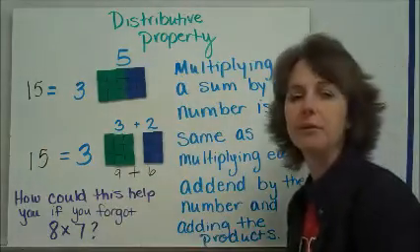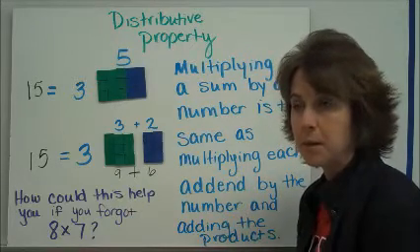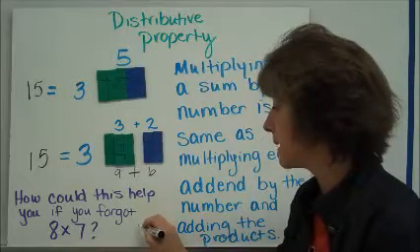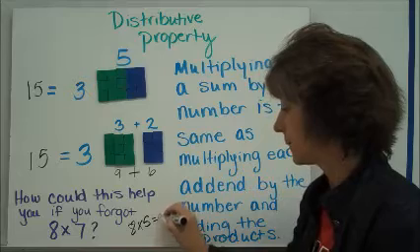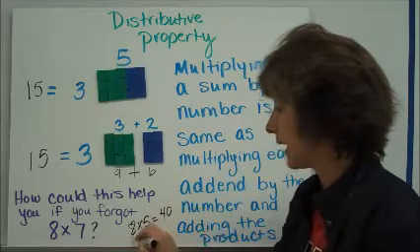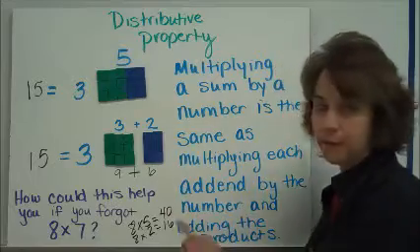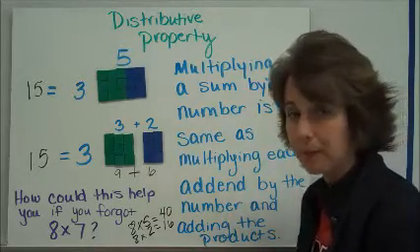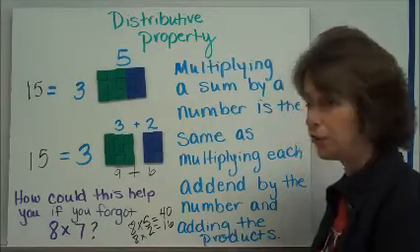How could this help you if you forgot that 8 times 7 was 56? Maybe you forgot 8 times 7 was 56, but you remembered that 8 times 5 is 40. And 8 times 2 is 16. And 40 and 16 make 56. The distributive property is going to help us make math something we can do mentally.